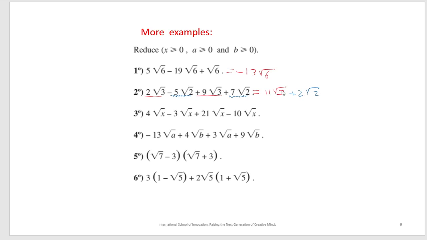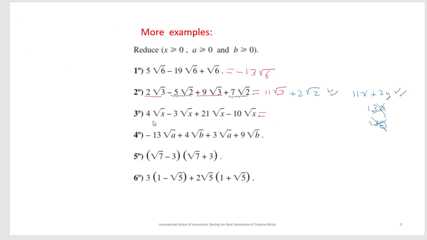Can I do anything more? No. It's same as 11x plus 2y. So you can't do anything more. You can't say it's 13x or 13y. Okay? So we keep it like that. Same as here. We keep it like that. Couldn't do anything more. Yeah, so we continue.